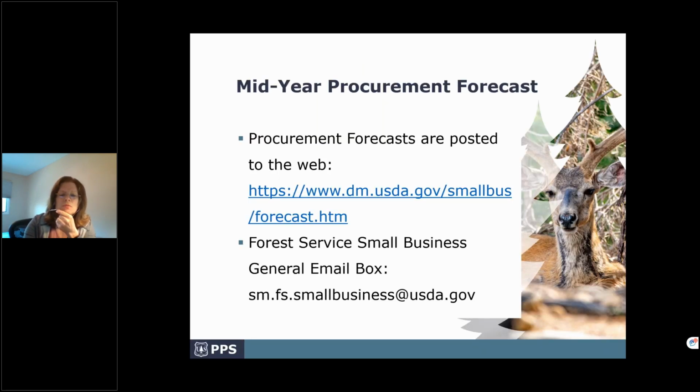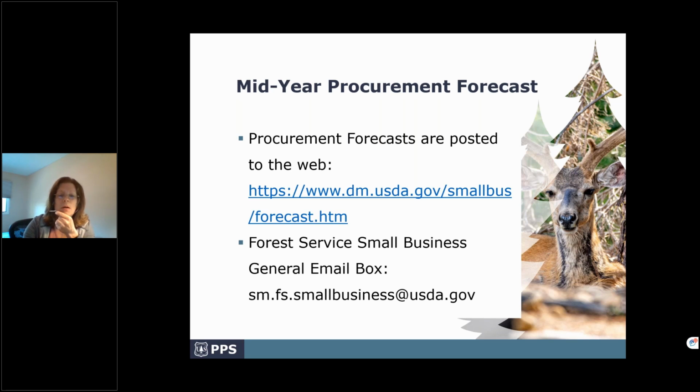So the Forest Service just recently updated their procurement forecast. Every year we publish a forecast in the month of October, and it's to let contractors know what we're planning to do in the next fiscal year, in this fiscal year. We update it every year in April, and it's published mid-May, late May, early June timeframe. It was just submitted about 2 weeks ago.